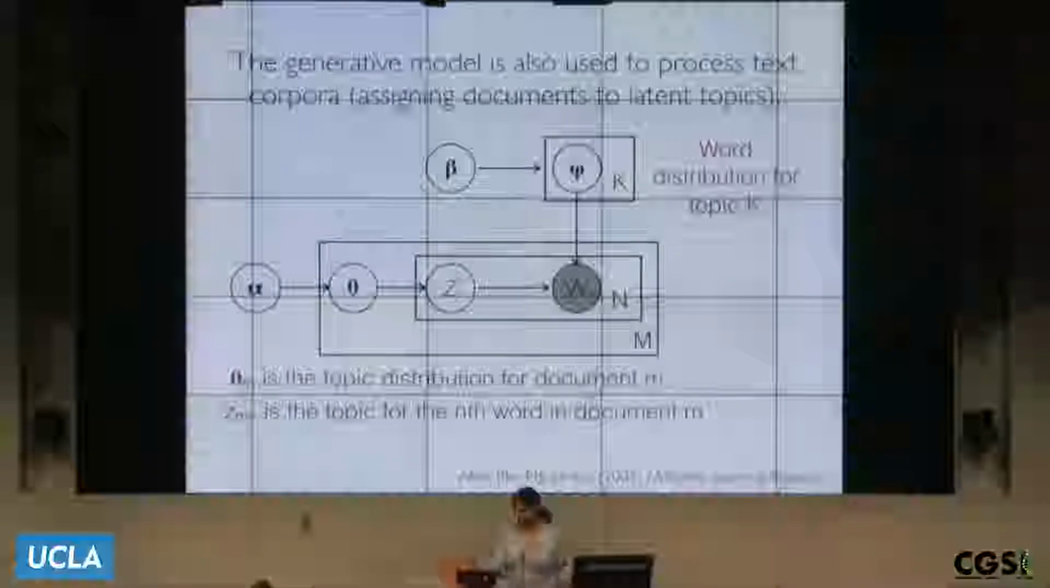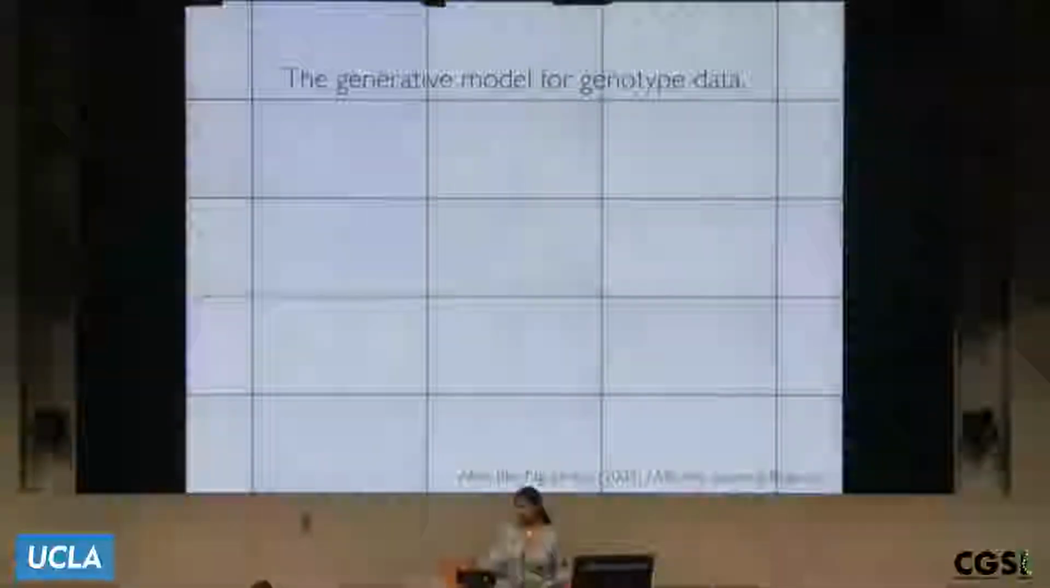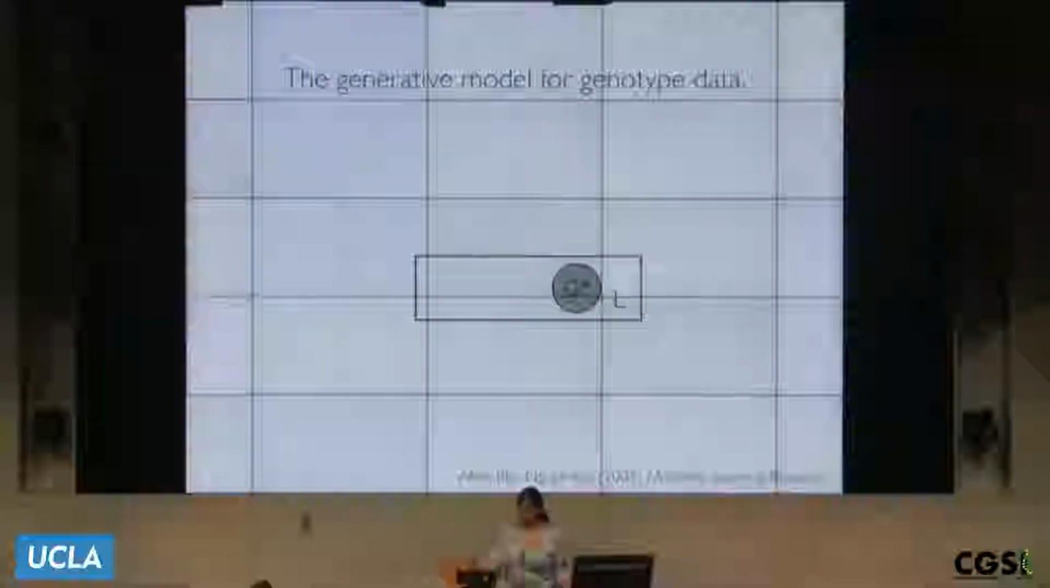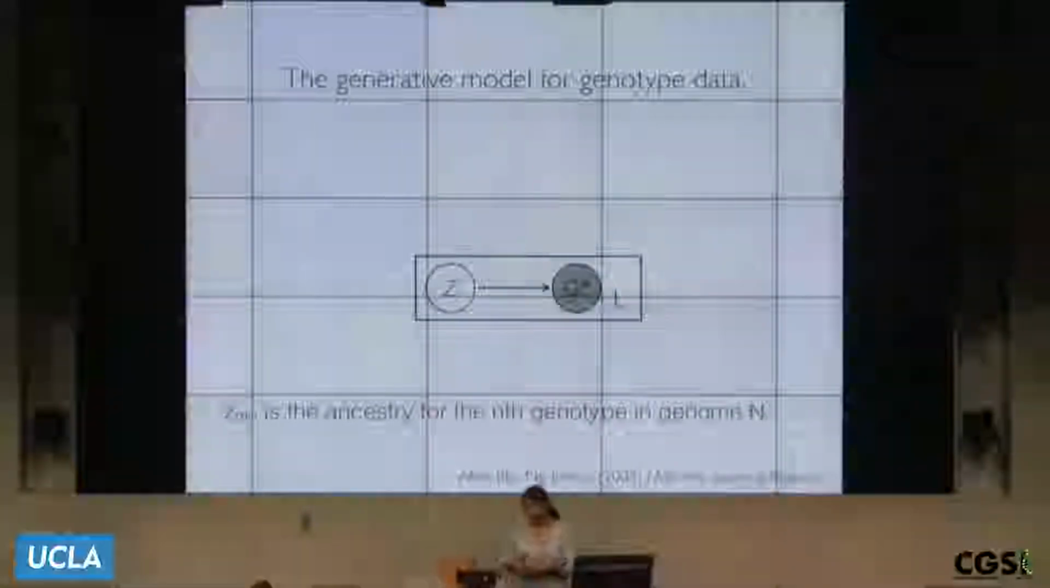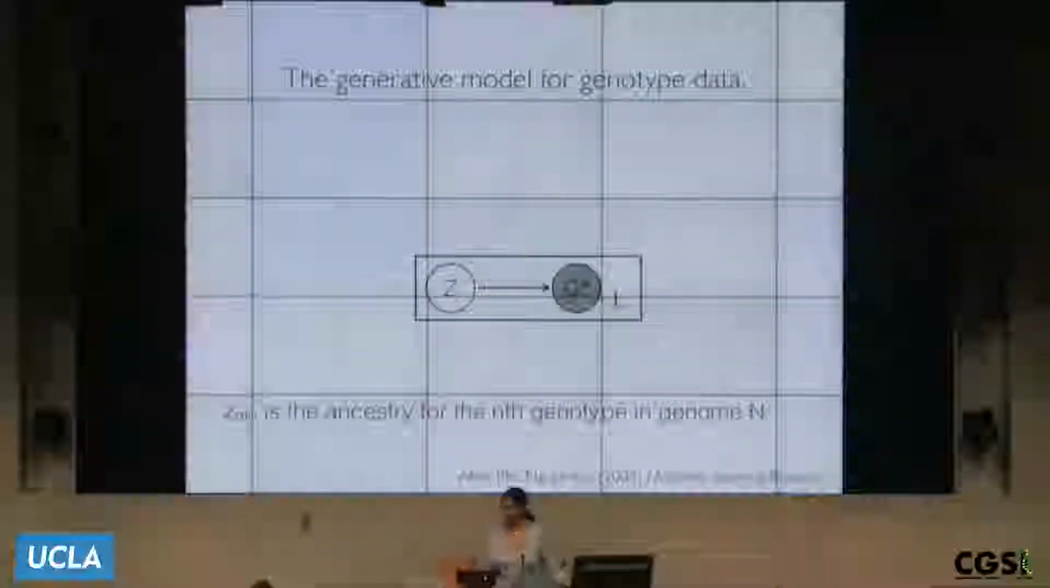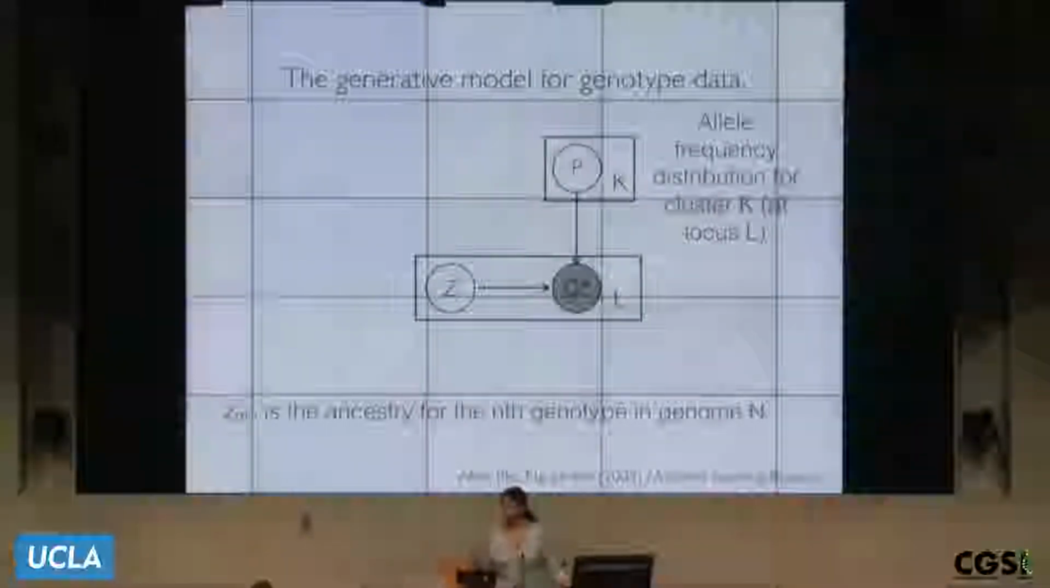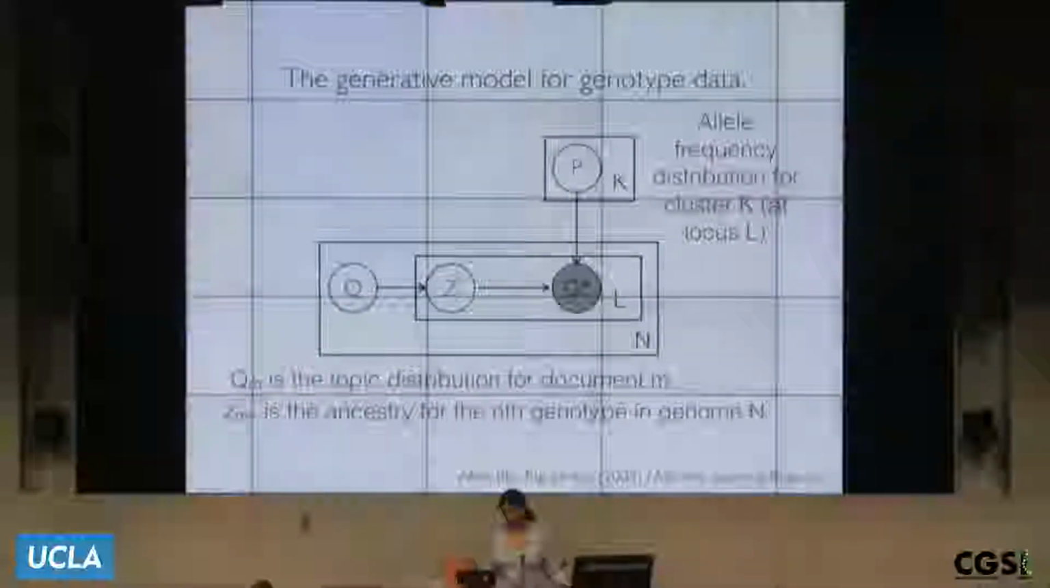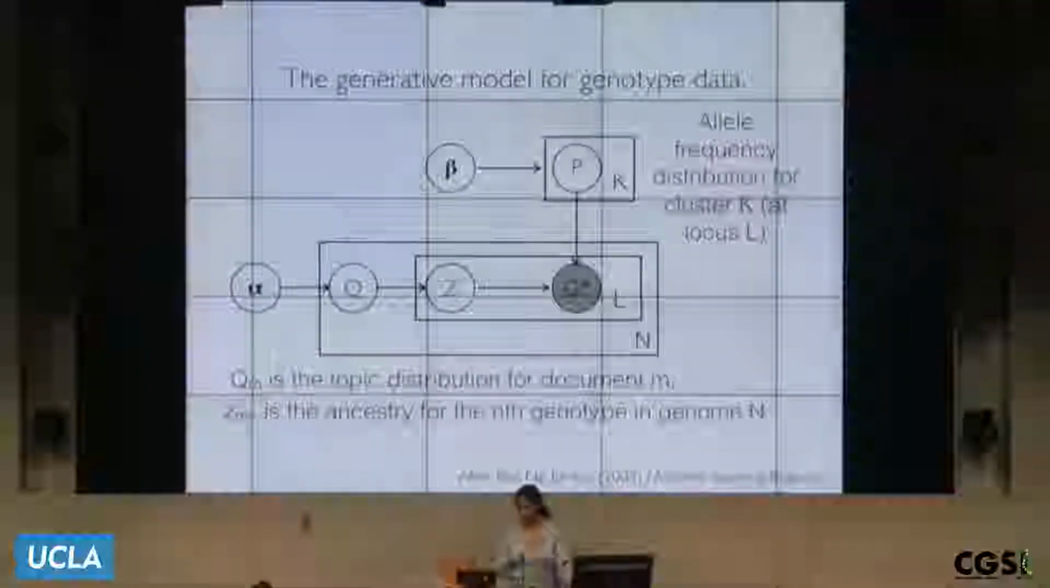So for genomes, it's quite similar. So now I have genotype data, and so I'm going to think of a genome as a bag of genotypes across loci. And I have an asterisk here for genotypes because really I should have a second plate there that has to do with the 2 copies that I have, the 2 ancestries potentially that a genotype's alleles can come from. Right, so now Z is the ancestry for the nth genotype. I guess that should be nth genotype in genome M. And there's an allele frequency distribution for cluster K at locus L. And we also have the ancestry distribution for that genome. Sorry about the typo. And these Dirichlet prior parameters.